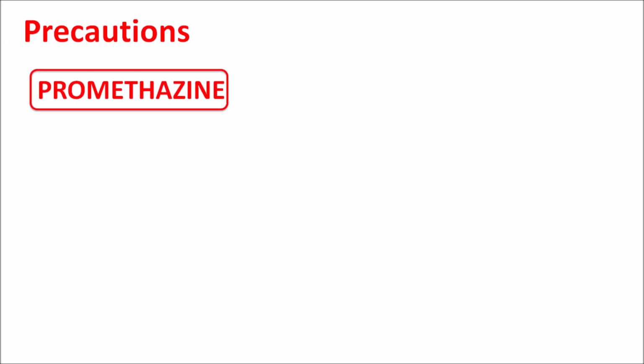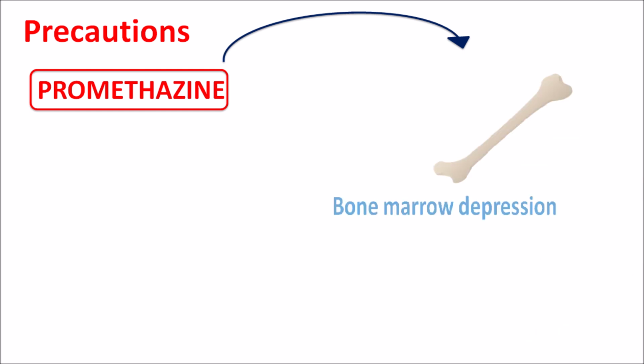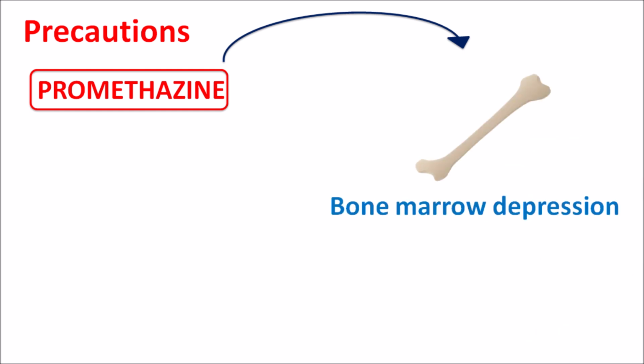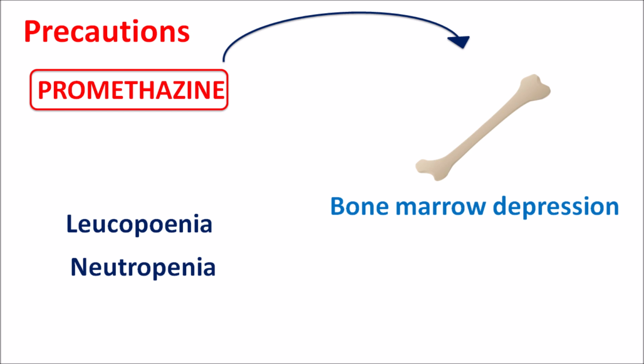Now let us see the precautions of this drug. One of the important precautions of promethazine is that this drug on long-term therapy can produce bone marrow depression. Because of bone marrow depression, this drug may produce leukopenia, a decrease in the leukocyte count, and neutropenia, where the neutrophil count is going to be reduced. So the chance of anemia and infections can be increased with long-term use of promethazine.